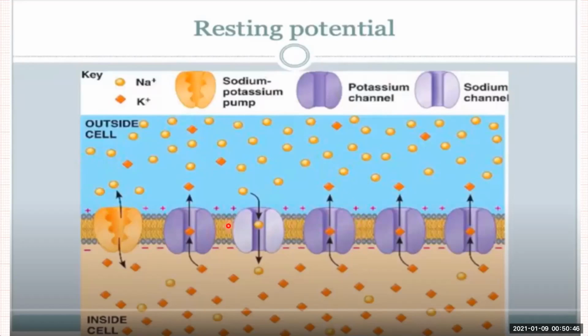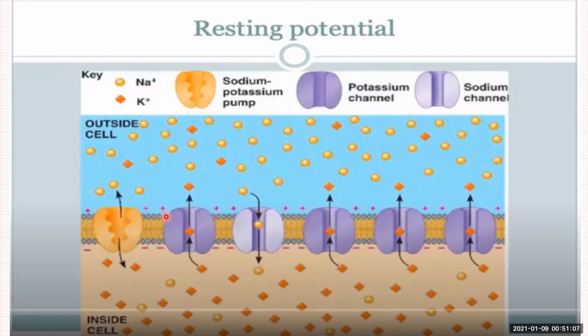Due to this, the cell membrane becomes polarized. We have more positive charges here because of more sodium, and we have fewer positive charges here. So comparatively, the outside of the cell is more positive, and the inside of the cell is negative as compared to the outside.